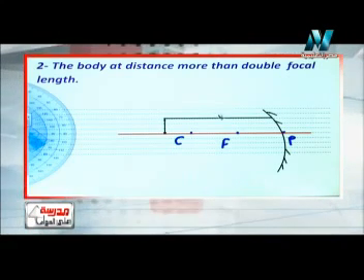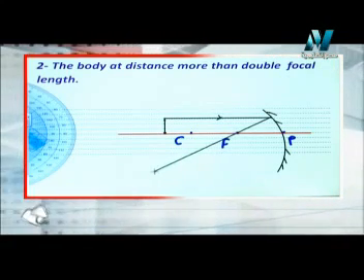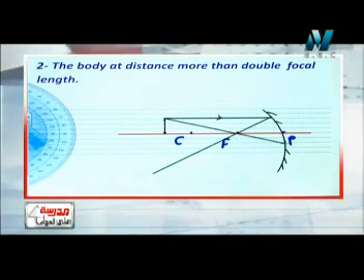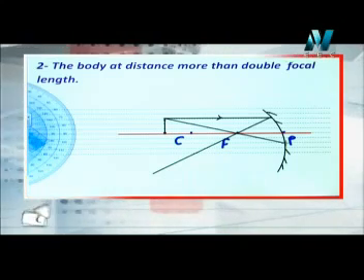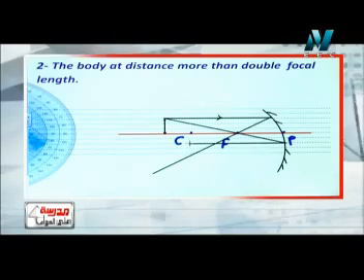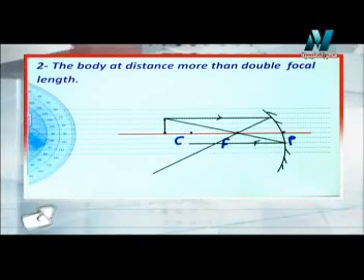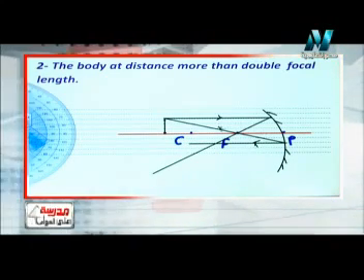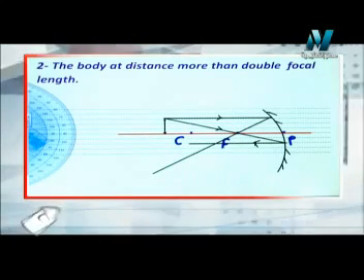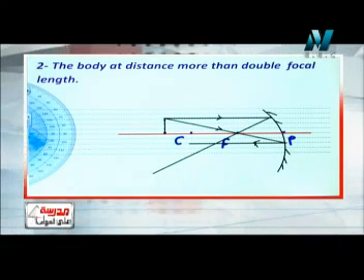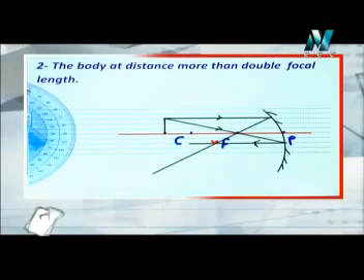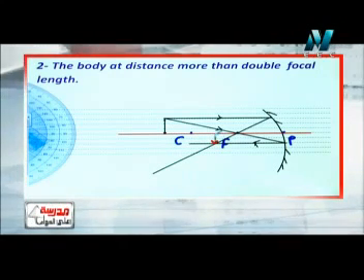This light ray will reflect through the focus. The second light ray passes through the focus, and it reflects parallel to the principal axis, like that. As you see, we can mention the properties of the image. The image here is at this point, at the point of intersection, like that. So the image is here.